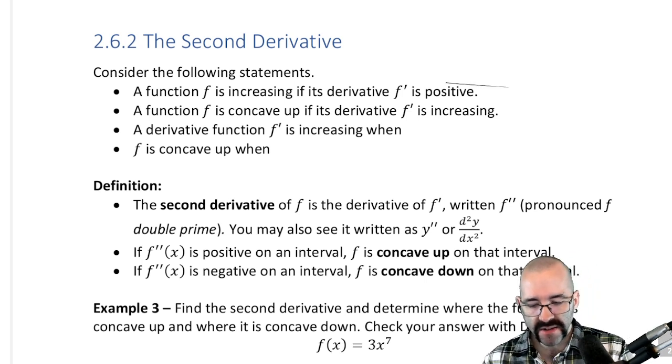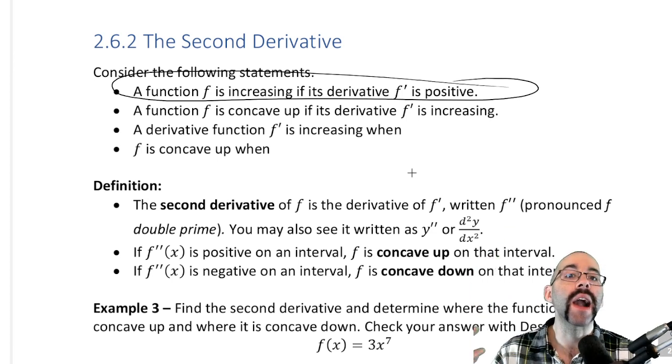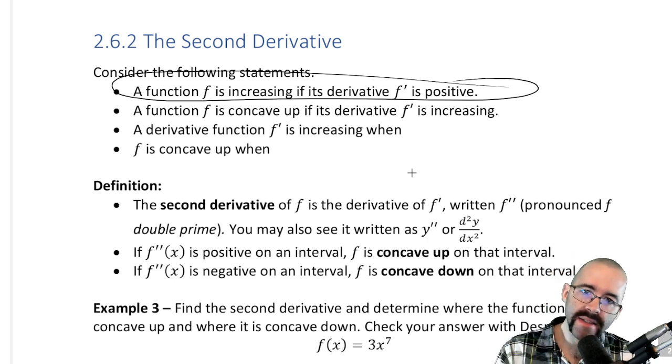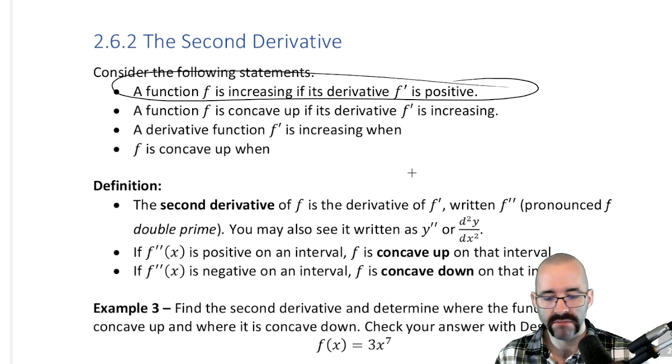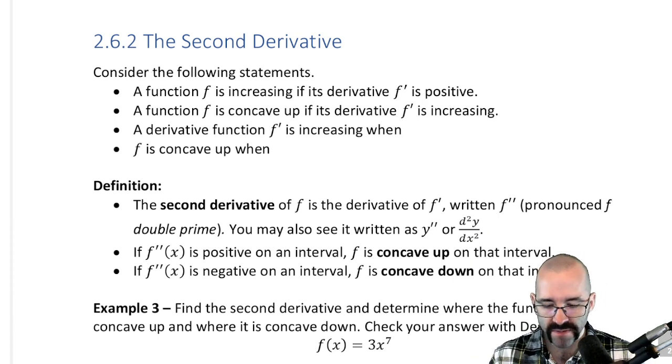So let's look at these statements. This first statement: a function is increasing if its derivative is positive. Yeah, that's what we talked about. Increasing means has a positive slope. It's going up. The derivative of a function being positive means the function's increasing. Positive derivative means positive slope. All right, that's fine. Let's look at the next one.